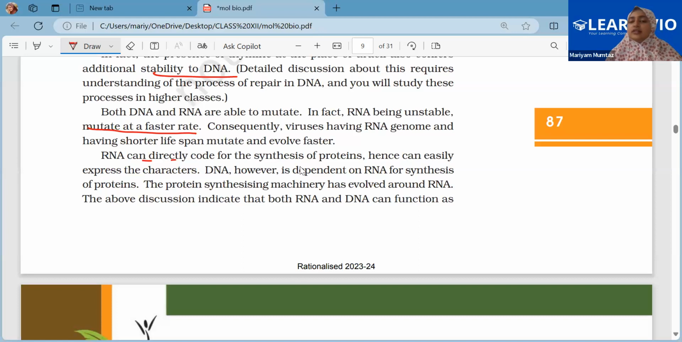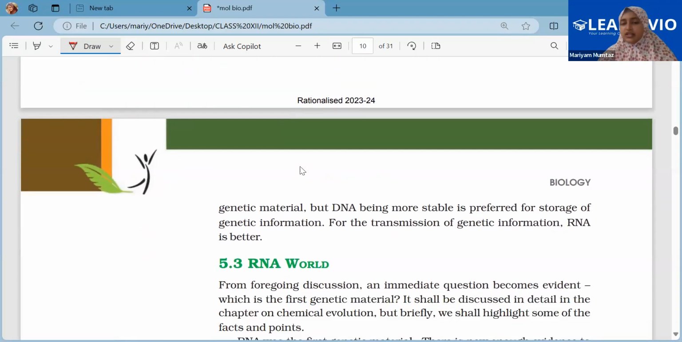RNA can directly code for the synthesis of proteins, hence can easily express the character. DNA, however, is dependent on RNA for the synthesis of proteins. The protein synthesizing machinery has evolved around the RNA. So, we know that both RNA and DNA can function as genetic material, but DNA being more stable is preferred for the storage of genetic information. For the transmission of genetic information, RNA is better. For storage, DNA is better. It is stable. But if you want to transmit it, if you want to express the information, then RNA would be better.